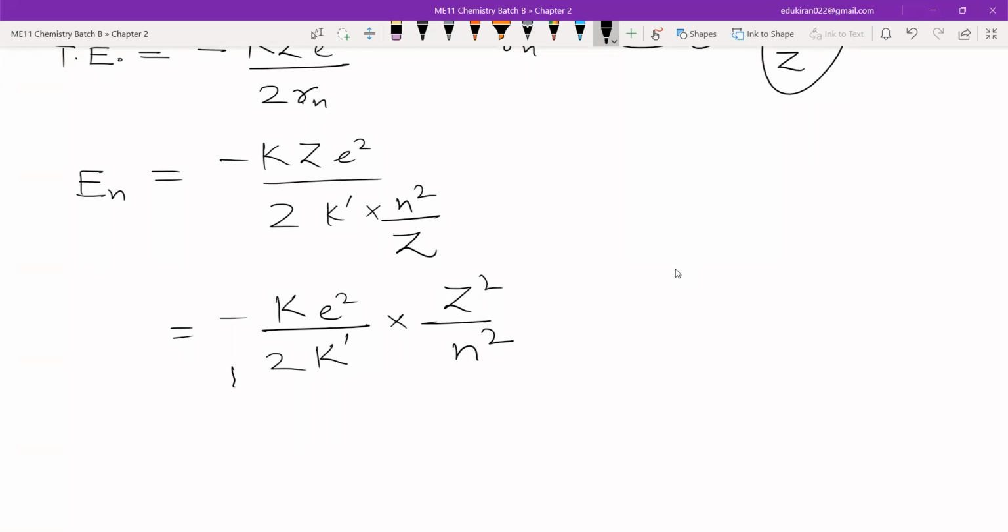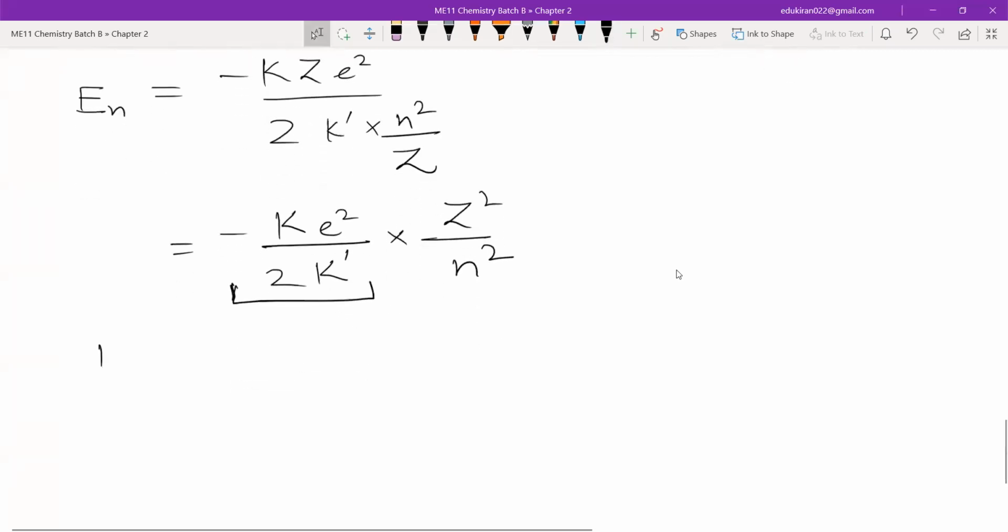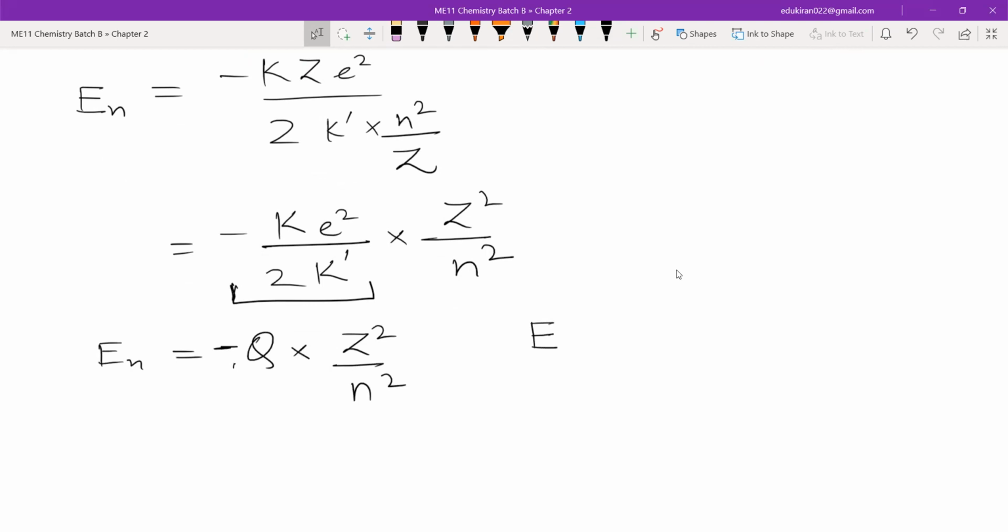Now see, all these are constants, and hence I can say that En is equal to some bigger constant Q into Z square upon N square. There will always be a minus sign here. En is directly proportional to Z square, and the energy of the nth orbital is inversely proportional to N square.